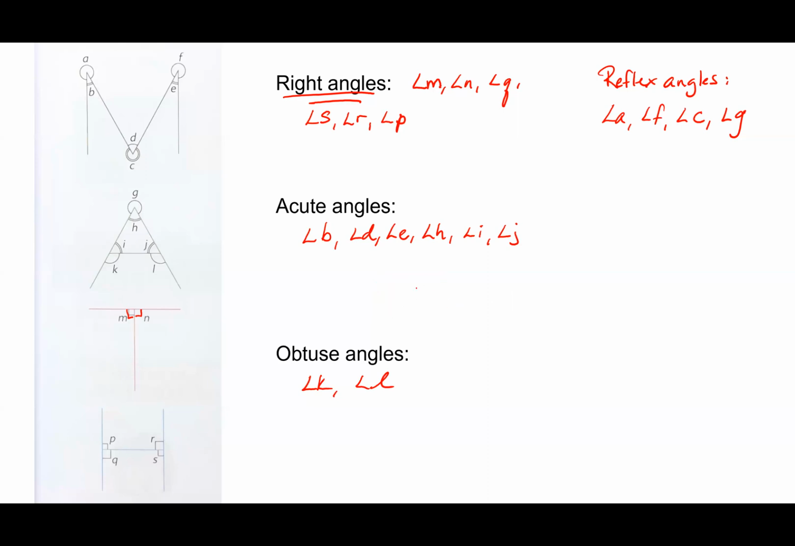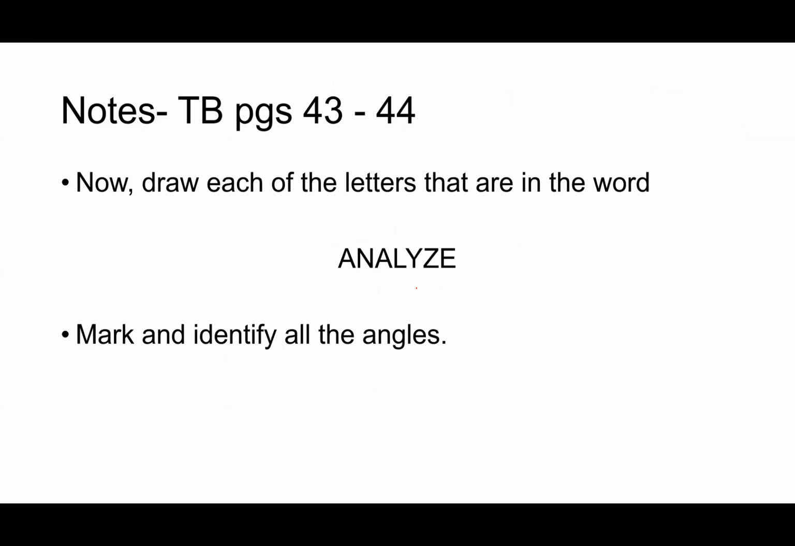So on the next thing, you just have the word analyze marked in there. So I don't want you to mark all of the angles because that'll take 9 years. Just go ahead and talk about the different angles that you see with your table partner, please. Okay. And just point out whether they're acute, obtuse, right, reflex, whatever.